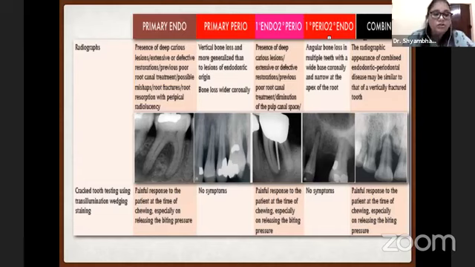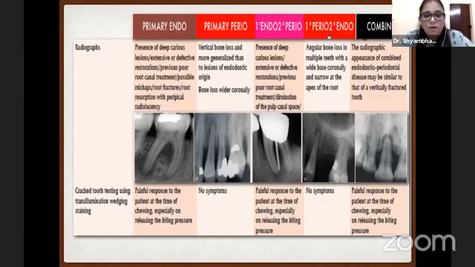Cracked tooth testing is also an important thing that is to be done, because cracked tooth syndrome, or a fracture that is seen in the cracked tooth, might form a pathway for the ingress of microorganisms. So in case of primary endodontic cases, there will be a painful response to the patient at the time of chewing, especially on releasing the biting pressure.